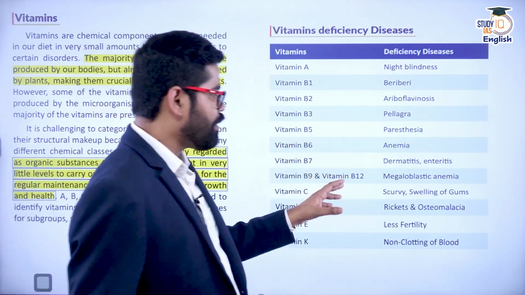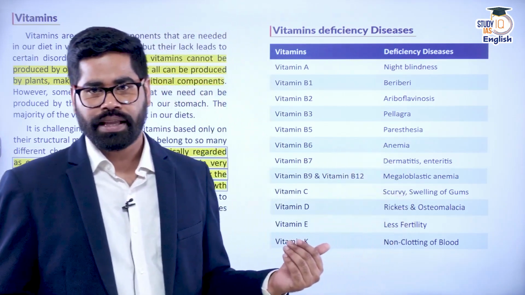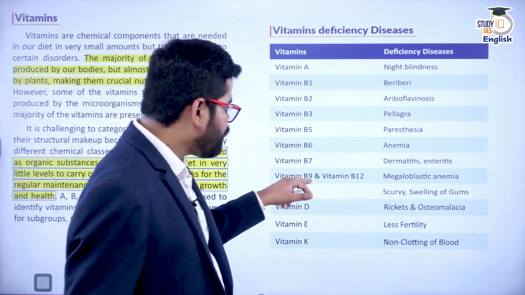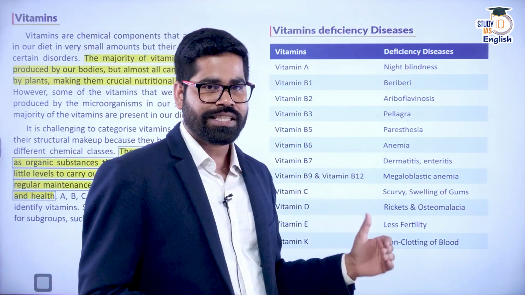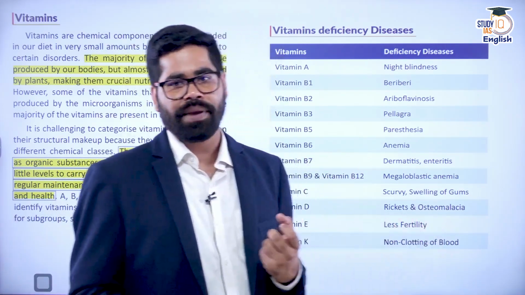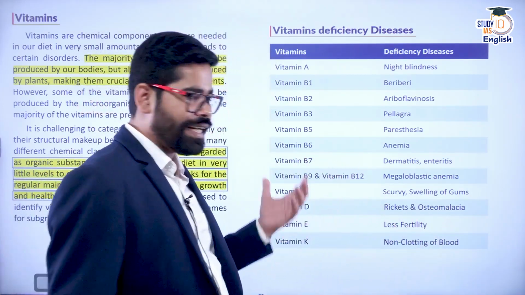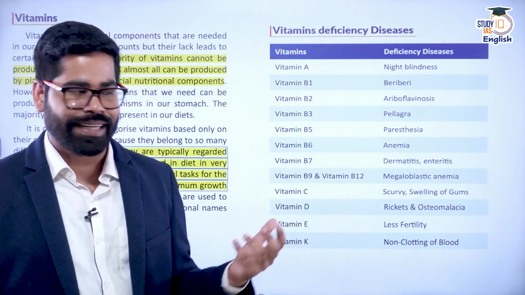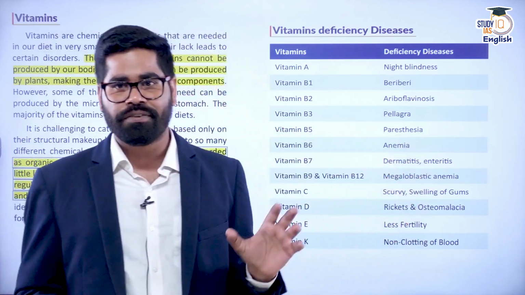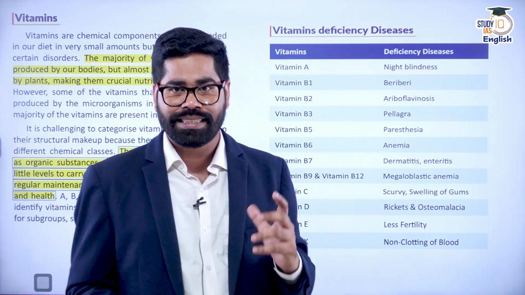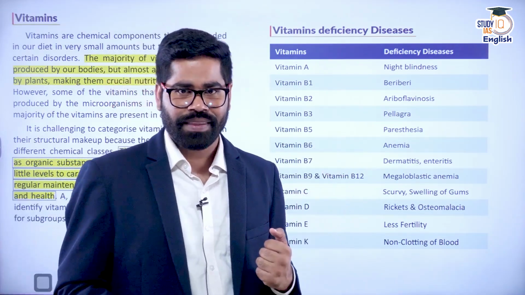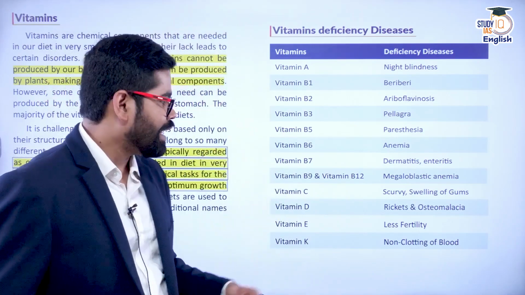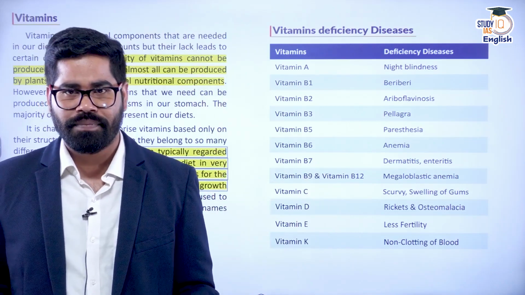Then vitamin B7, dermatitis and enteritis. They can be caused due to a deficiency of vitamin B7. Then vitamin B9 and B12, they are responsible for megaloblastic anemia. So their deficiency also causes this disease. If we talk about vitamin C, you know that it is responsible for scurvy and the swelling of gums. For healthy teeth, we are going to need vitamin C. At the same time, the vitamin D, if there is a deficiency of it, it can lead to rickets and osteomalacia.